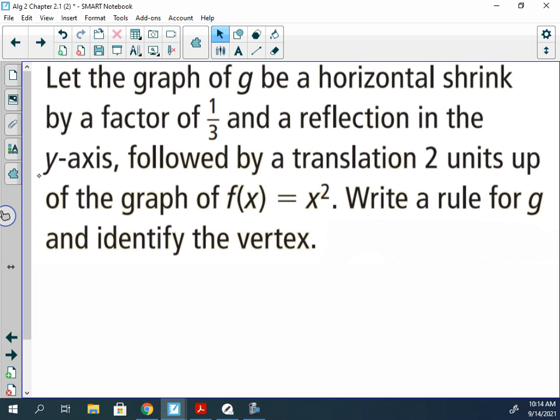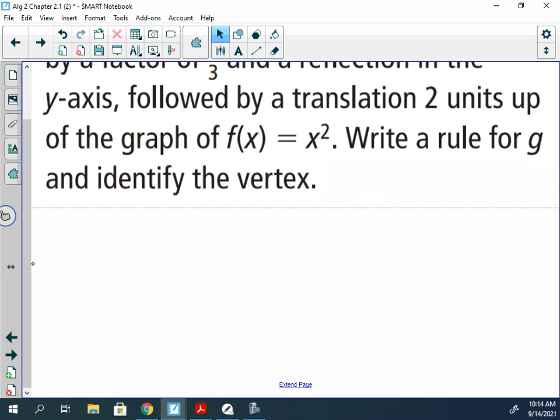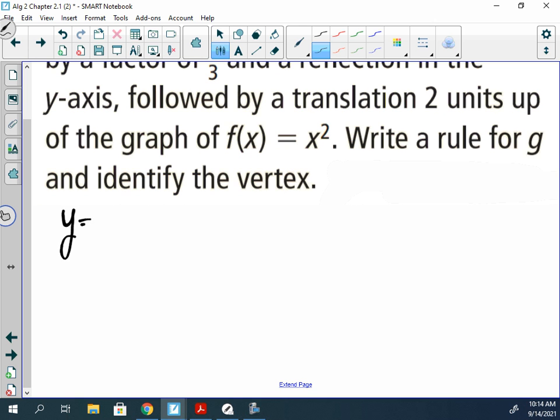So here, horizontal shrink and reflection across the y won't change the order in which I do it, because if I do the shrink first and then reflect, or reflect and then shrink, it's not going to change it. But let's still do it step by step. If we talk about a horizontal shrink, I can write y equals f of a times x.